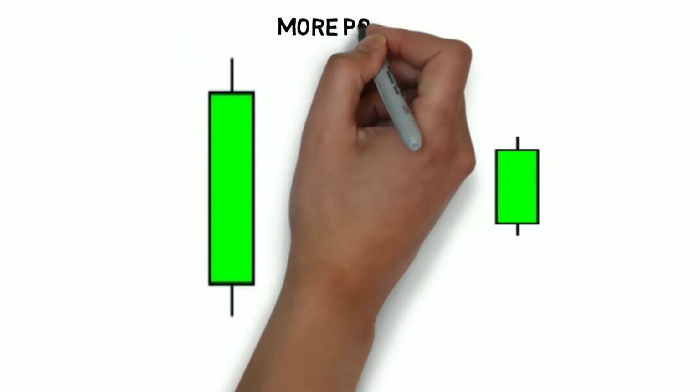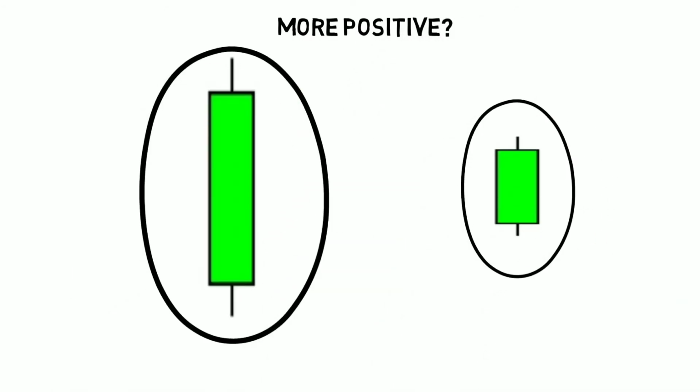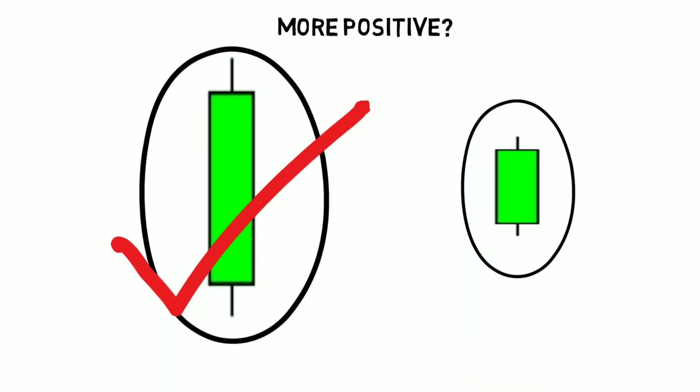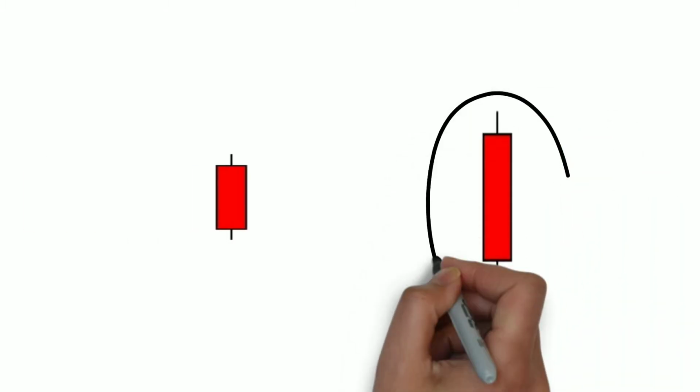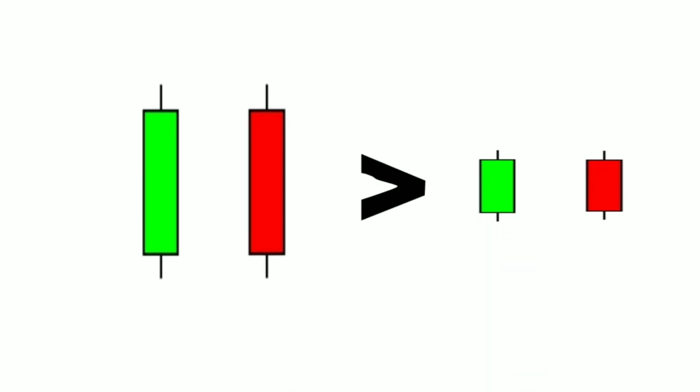Now what do you think? Which one is more positive? This one or this one? Yes, the first candle is more bullish than the second one. In the same way, if we compare these two bearish candles, then this one is more bearish than this. So it means the longer the candle, the stronger the bullish or bearish signal.